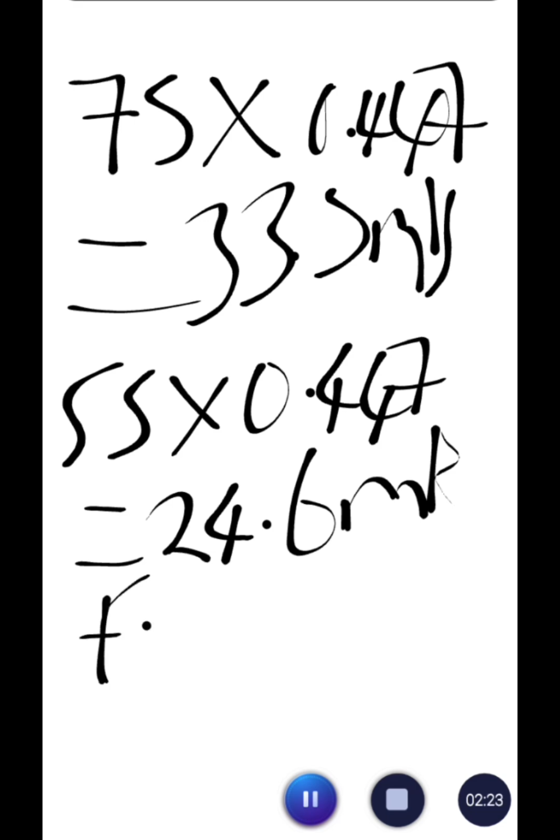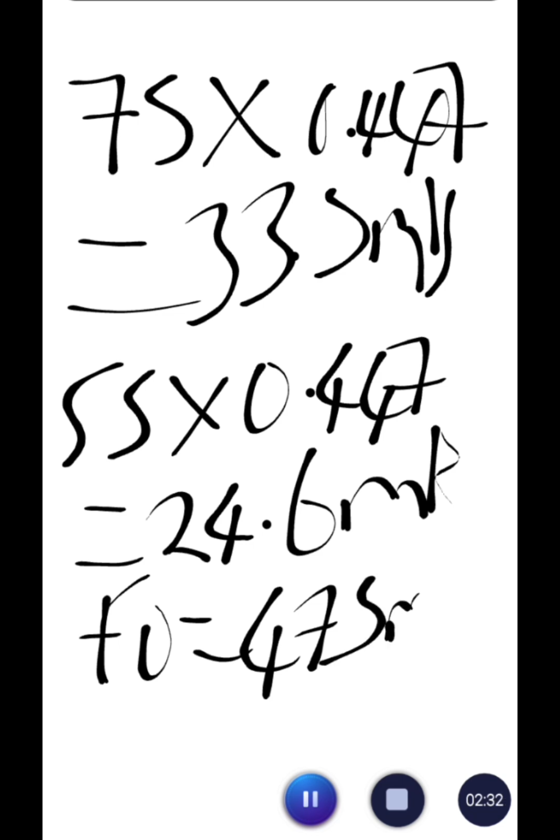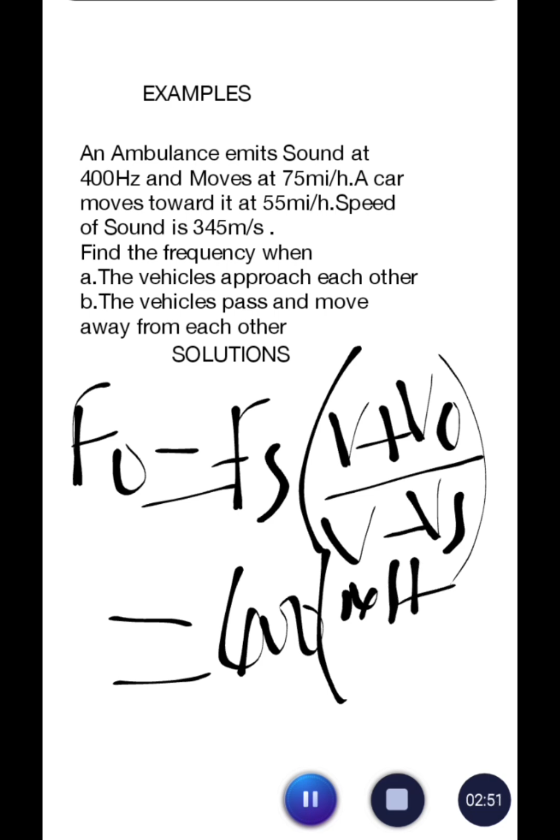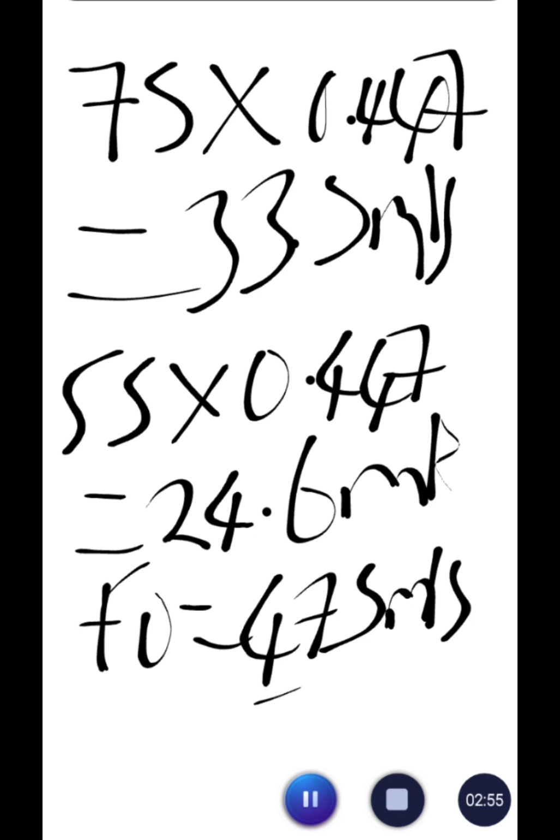From here, we just go to the formula and plug in the values. At the end, the answer you are going to get is 475. So we have just plugged the values into the previous formula. Fs, we know the frequency of the source is what? It is 400, and V is 345, and the velocities we have calculated, so we just plugged them into the formula. We got the answer 475.